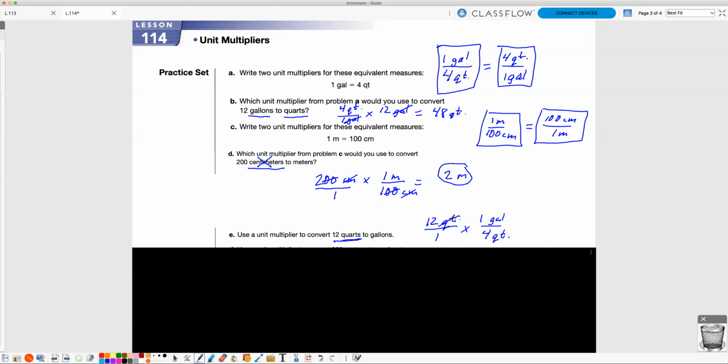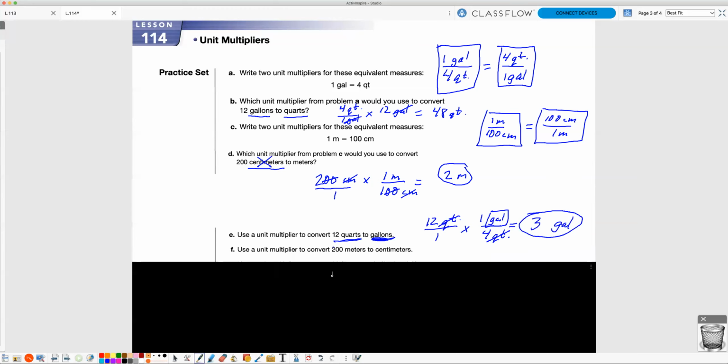Why did I choose this unit multiplier? Because I can see this quarts cancels this quarts out. All I'm going to be left with is gallons in the answer. And that was what I needed to convert it to. It said gallons. So now I can do the math. I could do 12 times 1 and get 12, and 1 times 4 and get 4, and recognize that this is in the numerator, this is in the denominator. That means 12 divided by 4. Or I could do some cross multiplying before I do that. If these were bigger numbers, I'd want to do that. But I know what 12 divided by 4 is. I know that that's 3. So I know my answer is 3 gallons is what 12 quarts is equivalent to.